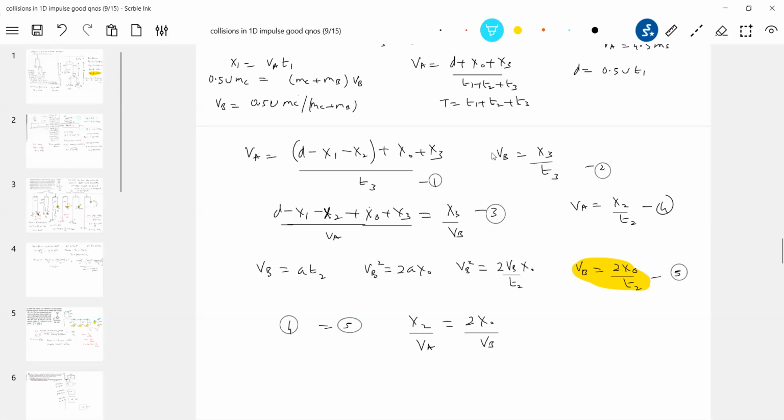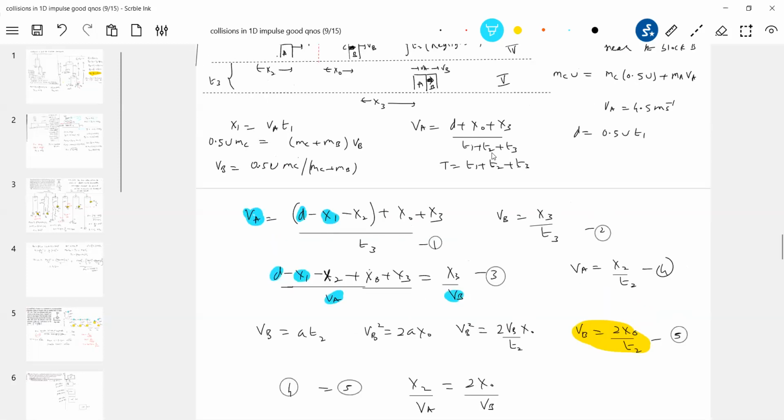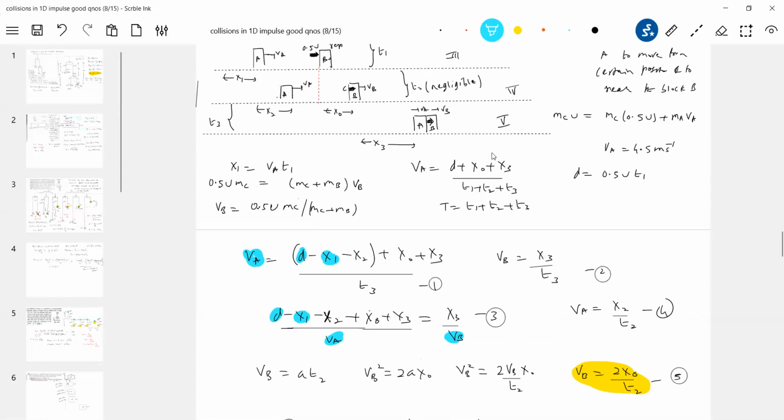What are known things? D we know, x1 we know, VA we know, VB we know. What we don't know: x2, x0, x3. I got one relation between x2 and x0, so x0 I'll replace with x2. Somehow x3 should be replaced in terms of x2. I'll solve it and get the required answer. So what should I do to get x2 in terms of x3?